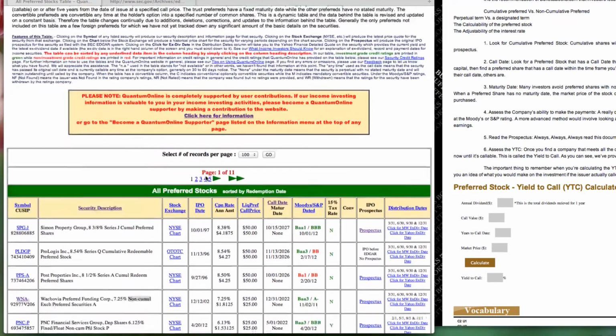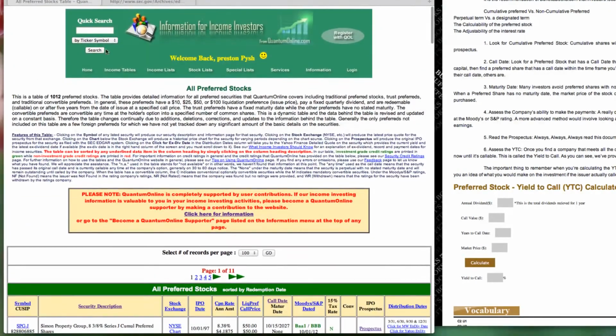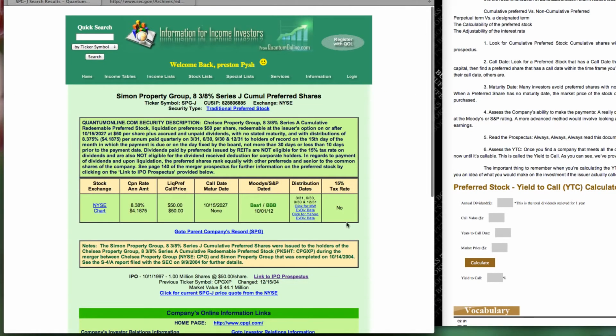So let's go ahead and do this. I'm going to go up here and show you a search tool on this website. So you go up to the top, and the preferred stock that I'm looking at is SPG-J. Okay, and I'm searching by the ticker symbol, and I hit search, and there you can see it pulls up this preferred share. So when we look at this one, it's listed on the New York Stock Exchange. The coupon rate is 8.38%, and that's because it pays a $4.18 dividend every year. That's the annual dividend payment.